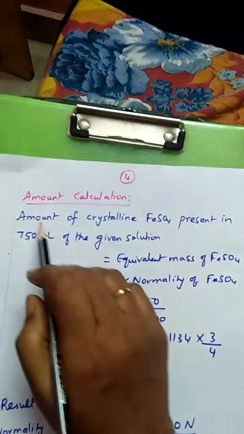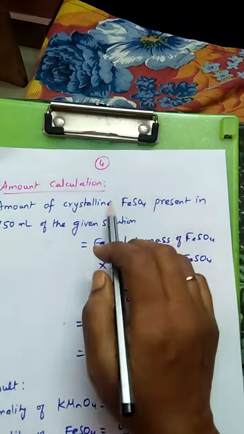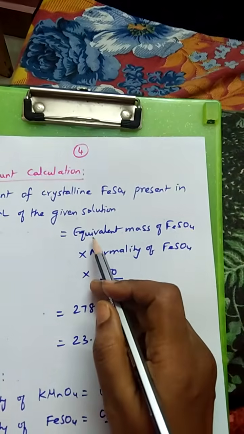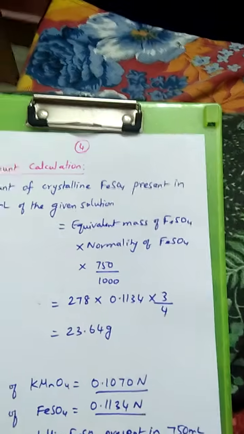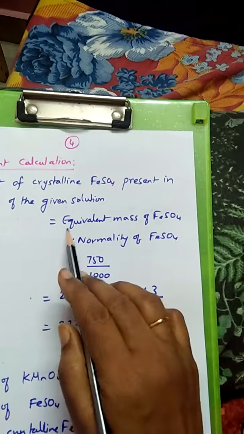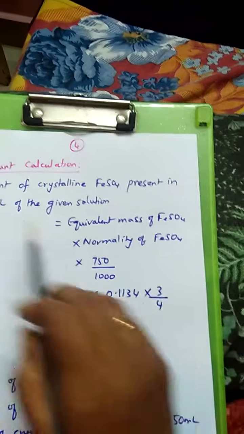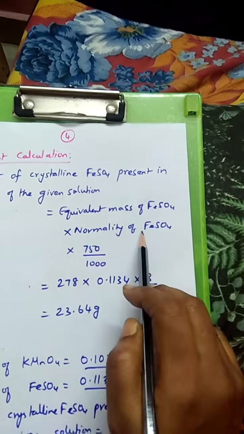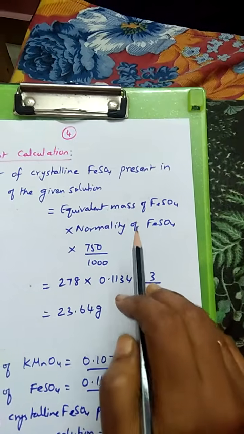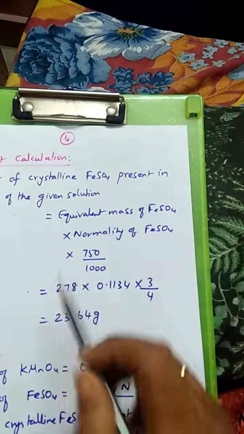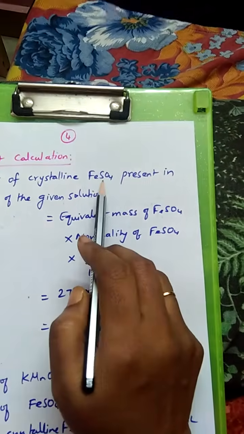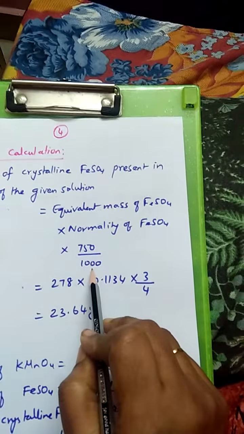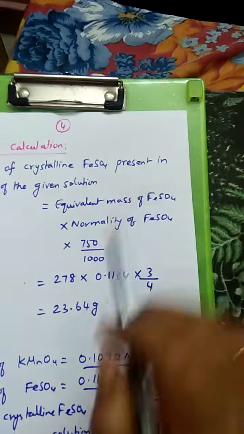So the amount of crystalline ferrous sulfate present in 750 ml of the given solution is equal to the equivalent mass of ferrous sulfate into normality. This is the formula. If it is for 1 liter, it is just equivalent mass into normality. But it is for 750 ml. So equivalent mass of ferrous sulfate into normality of ferrous sulfate. You should not write any other normality. You have to correctly write the normality of the solution whose amount is going to be calculated, into 750 by 1000. That solution's equivalent mass should be present there.